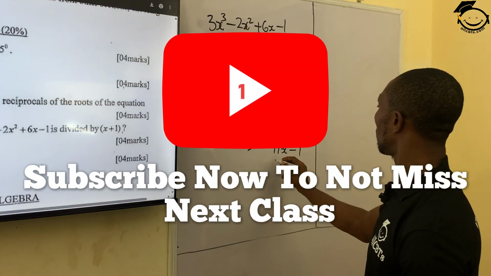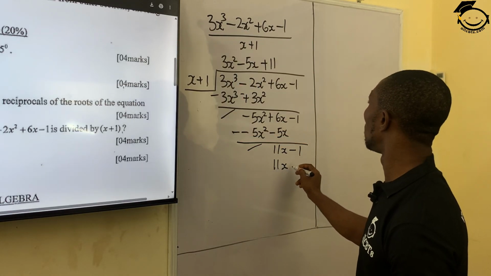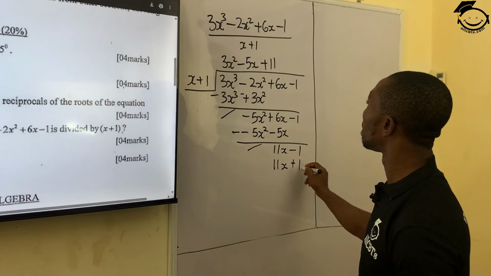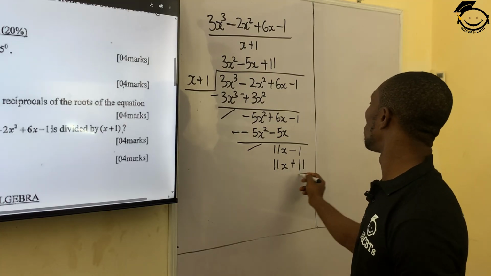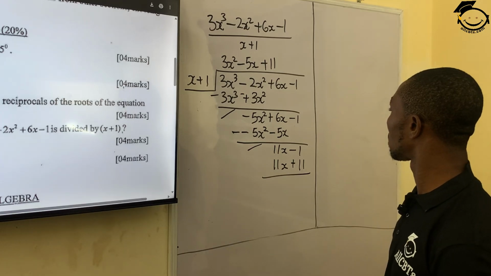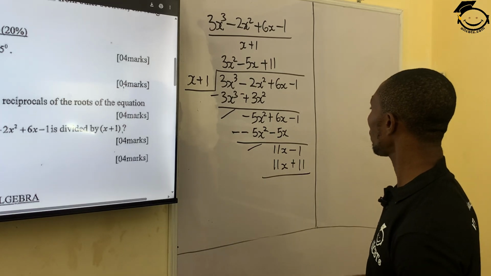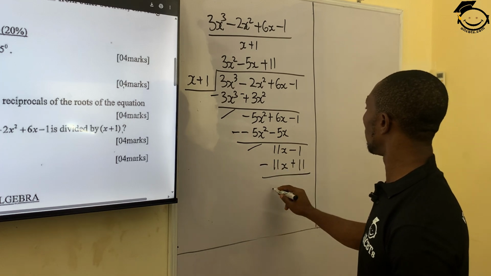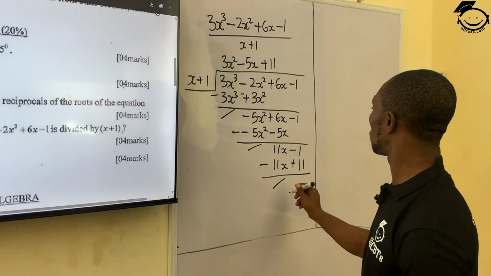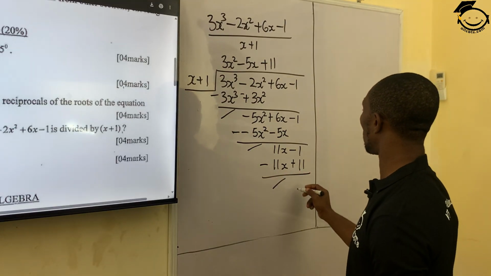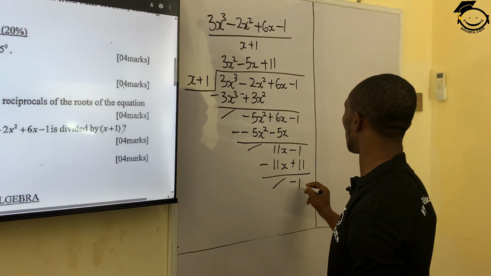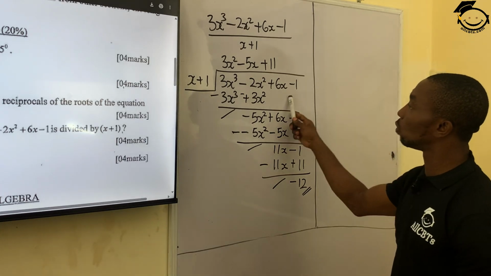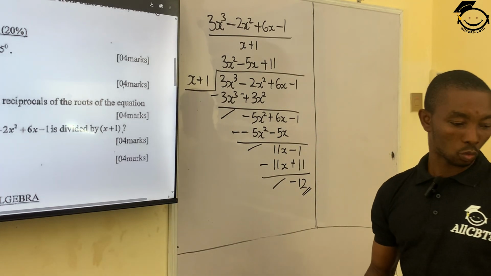11 times this will give us 11x plus 1 plus 11, which we are going to have as a positive. We subtract, and it will give us minus 1 minus 11, which will give us a minus 12. So our remainder for this one is minus 12.